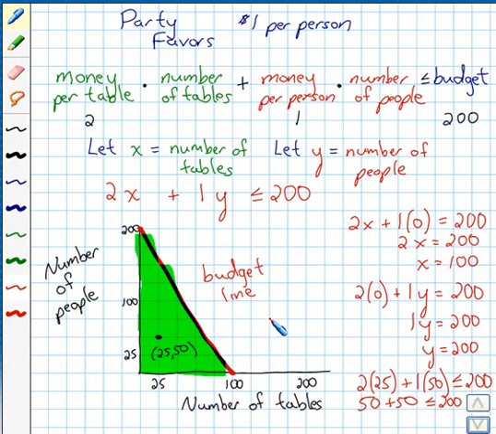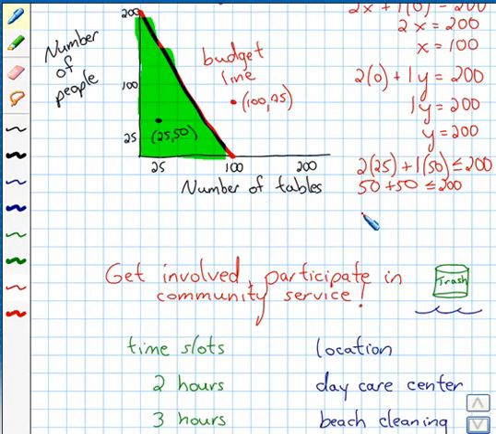Now, if you're outside the budget line, say we're at 100, 75, and we go to look at how that compares to our inequality. We've got 2 times 100 plus 1 times 75, and again, if it's outside the budget line, it shouldn't be less than or equal to 200. And you can see right away, there's the 200. 75 puts us over, so it's not less than or equal to 200. It would be greater than that 200.